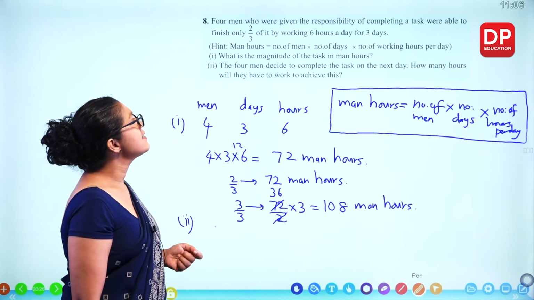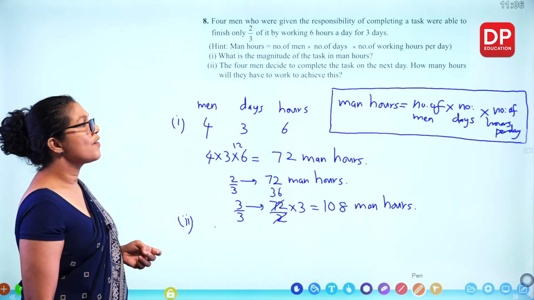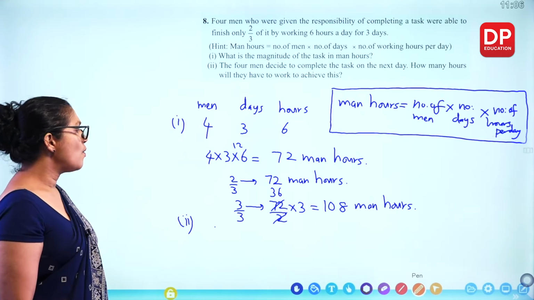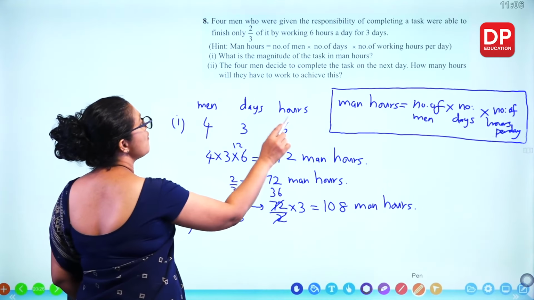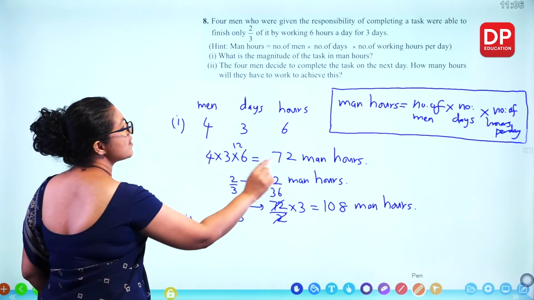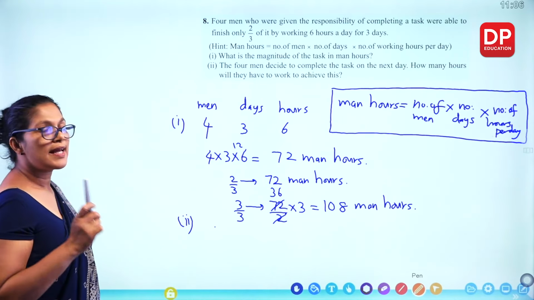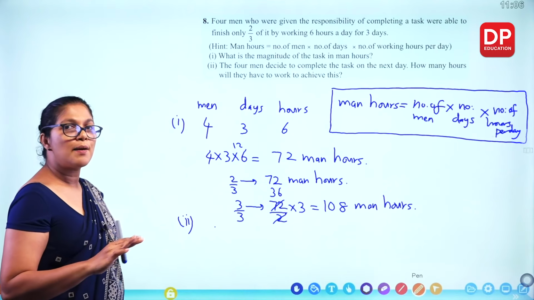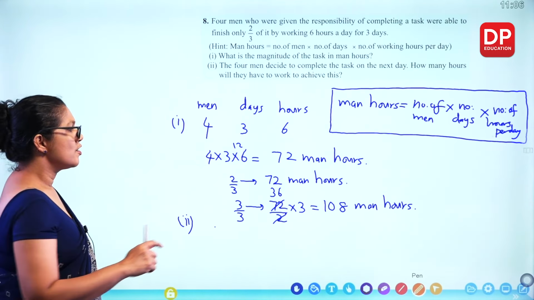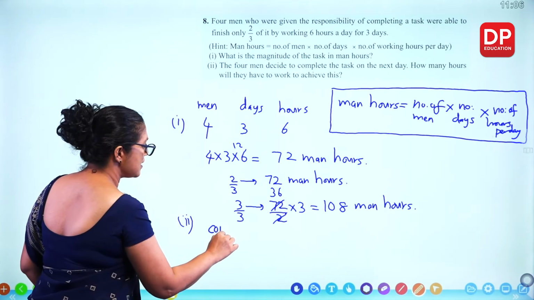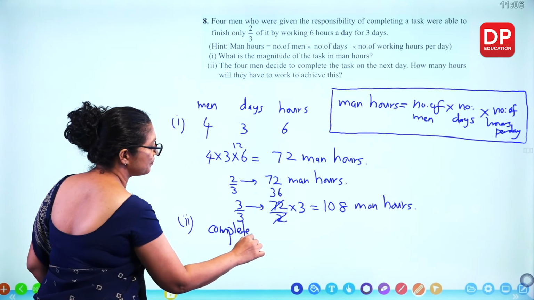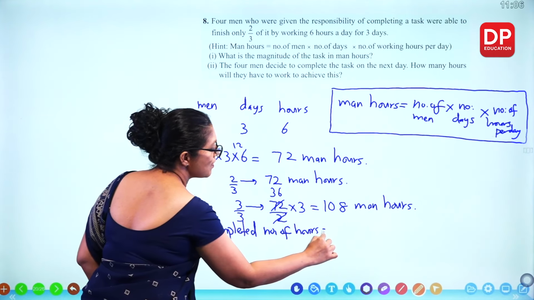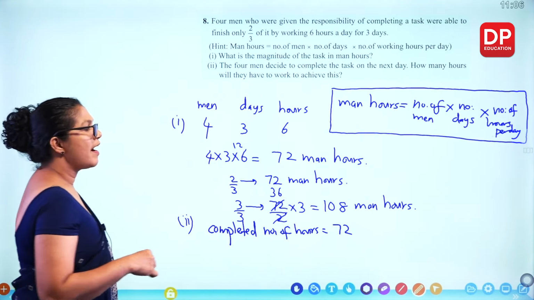In the second part it says the 4 men decided to complete the task on the next day. How many hours will they have to work to achieve this? Now we know if we are working for 72 man hours, they can complete 2/3 of the work. So the first day they completed 2/3 of the work. So here the completed number of hours is 72. So altogether 108 you need.